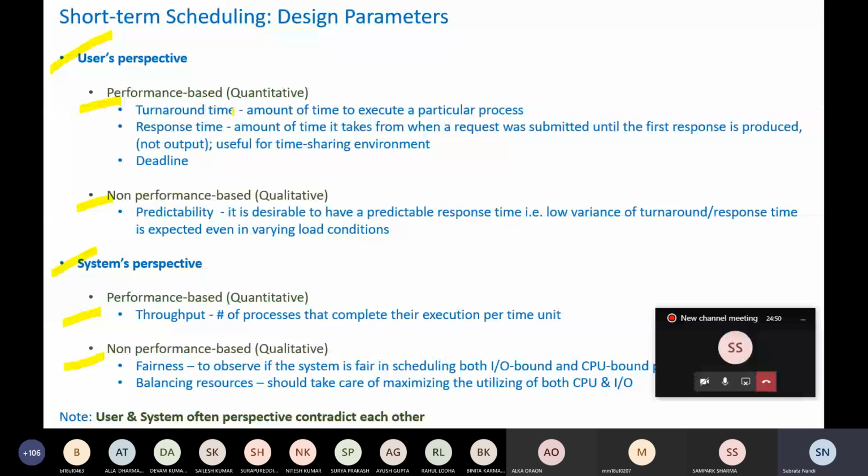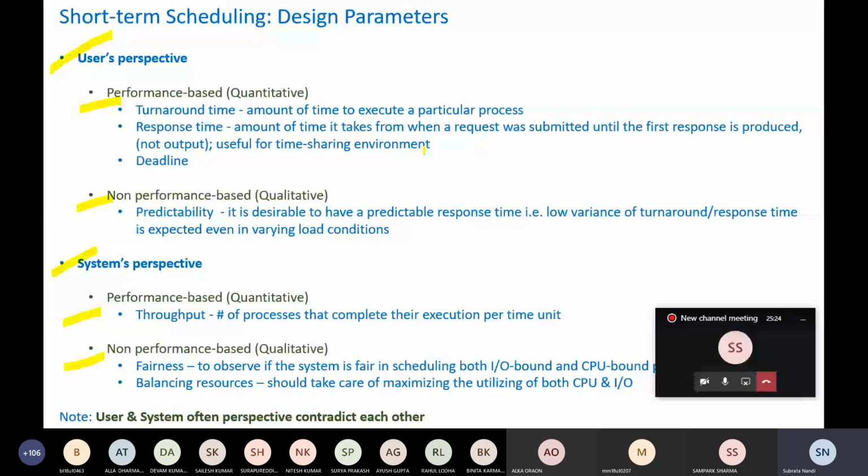Response time is the amount of time it takes from when a request was submitted until the first response is produced. This is typically in an interactive time sharing environment, as we all know. No matter what the process is doing, a.out or whatever, it might ask for input and you provide the input, it provides some output, again it asks for input, and it goes on. The entire execution of that executable a.out might take maybe 5 minutes, but in between you might interact multiple times, and each response during that interaction matters.